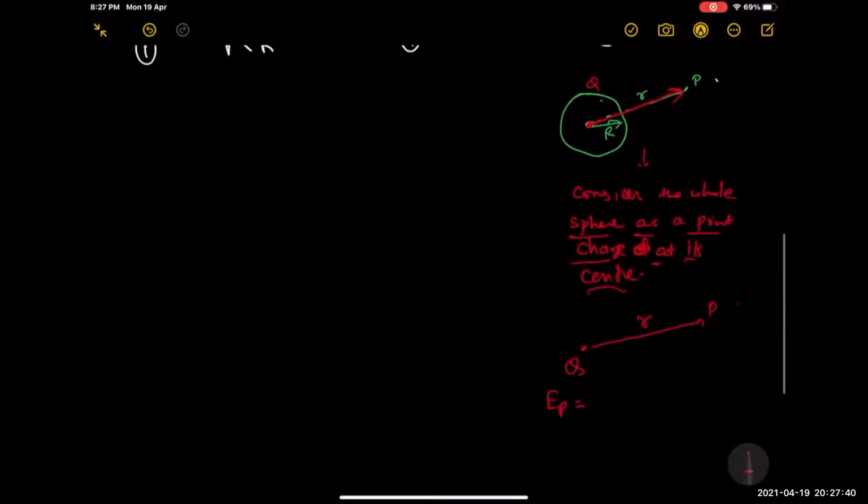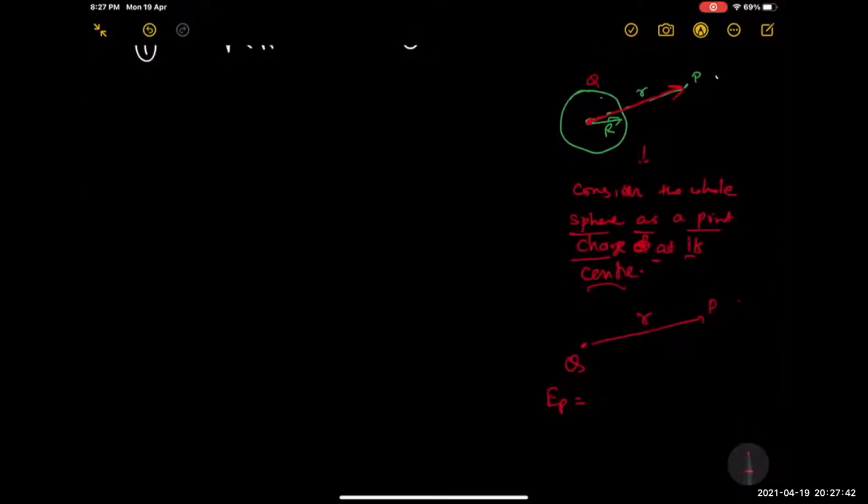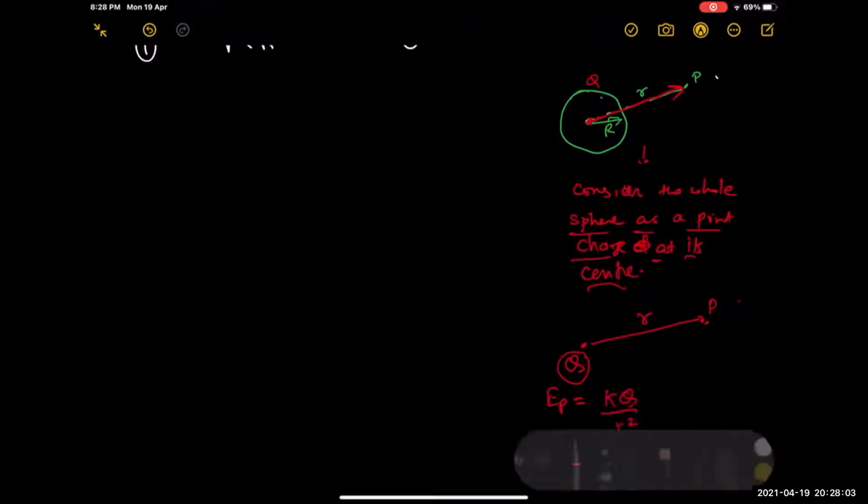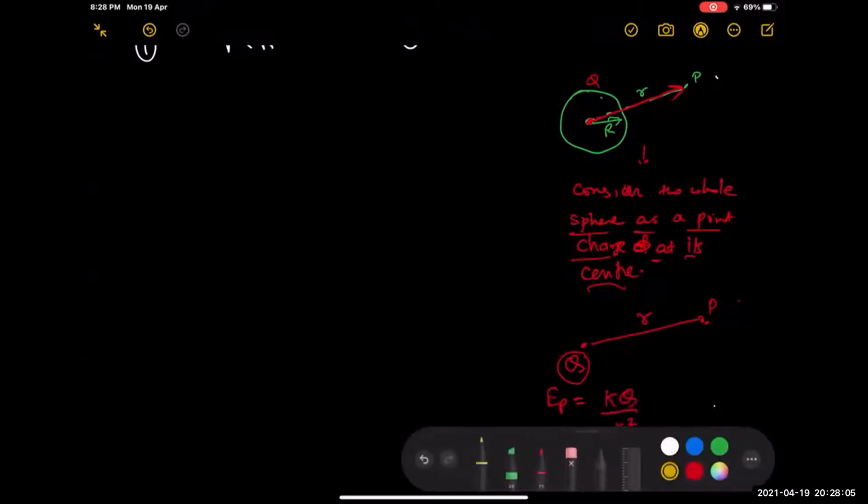Electric field at point P. So capital Q charge is here at distance r from point P. What is the electric field at point P? KQ, capital Q by small r squared. Keep in mind that this is important, that this r is small r.